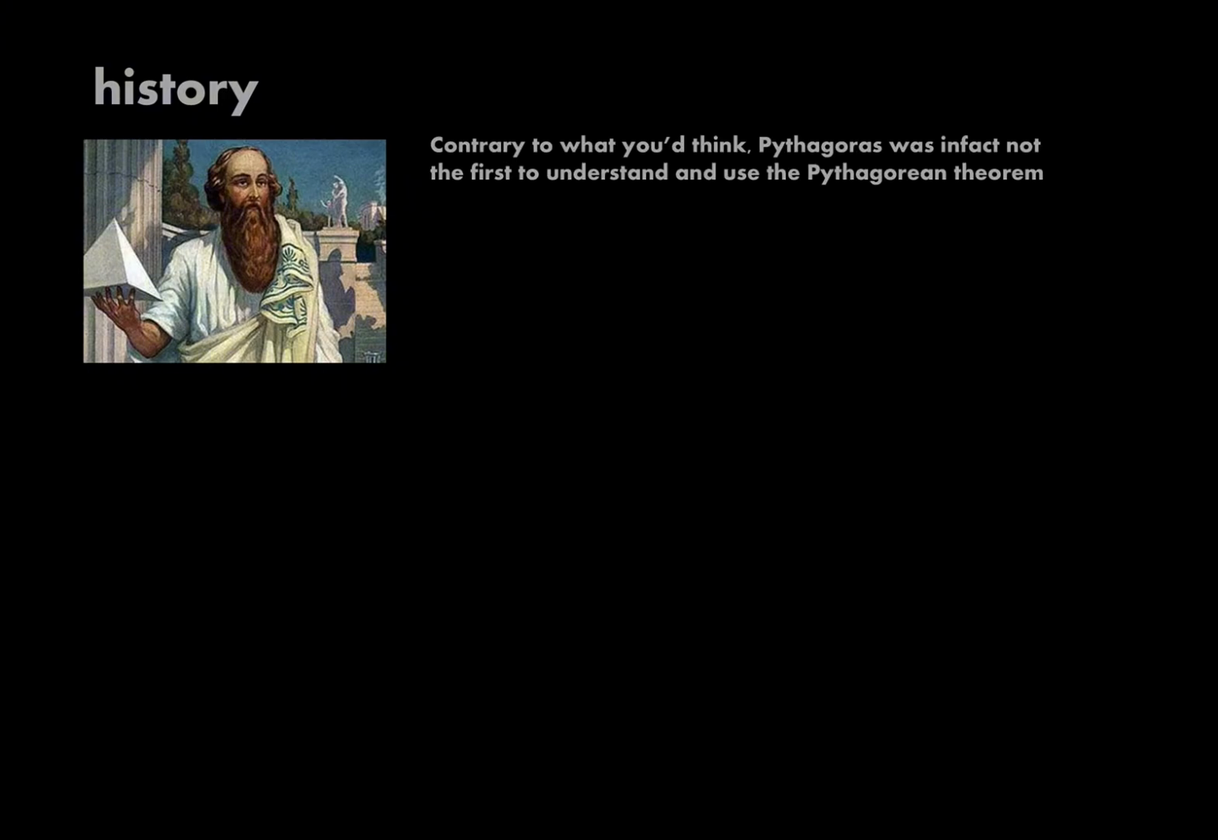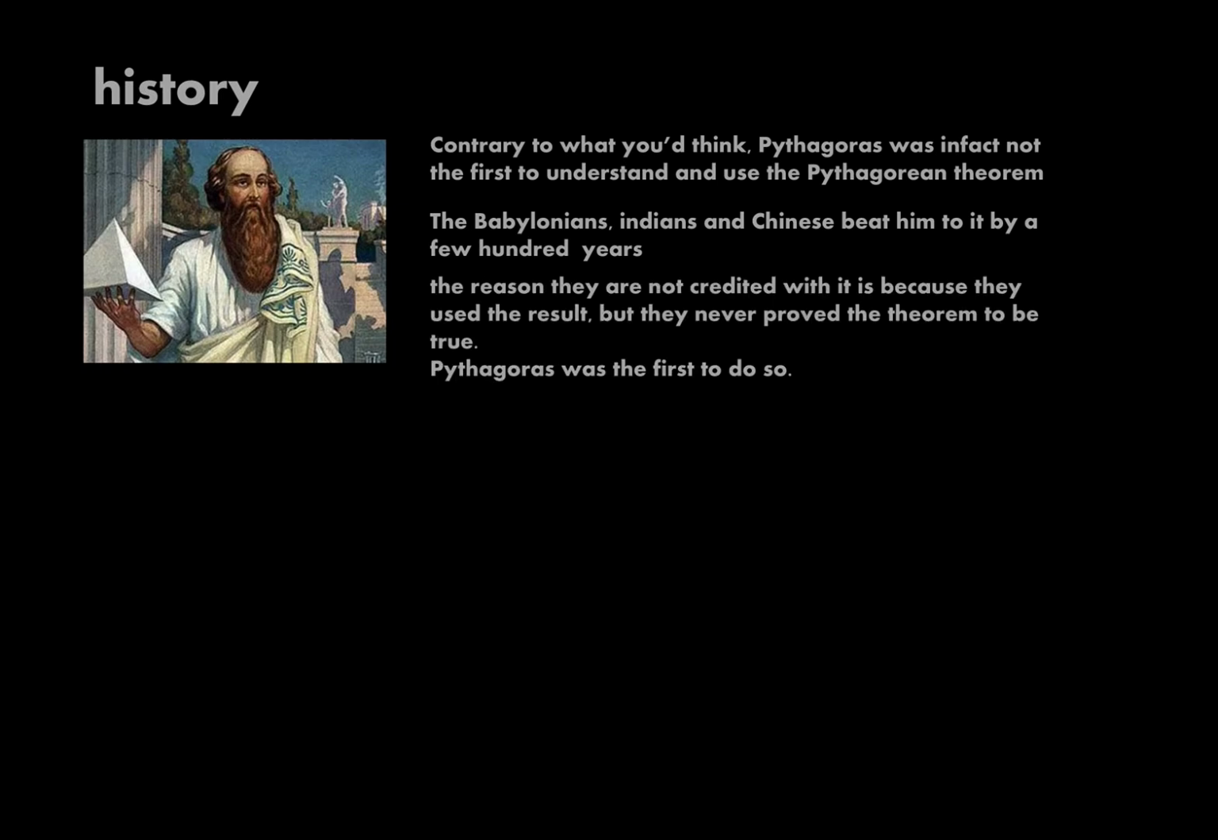This is Pythagoras. He lived in ancient Greece, smart guy. Contrary to what you'd think, Pythagoras wasn't the first to use the Pythagorean theorem. He wasn't the first to think of it, and he wasn't the first to understand it. Babylonians, Indians, and Chinese all did it hundreds of years before him. They all beat him to it. But the reason why we don't credit them with it is because while they used it, they couldn't prove it.